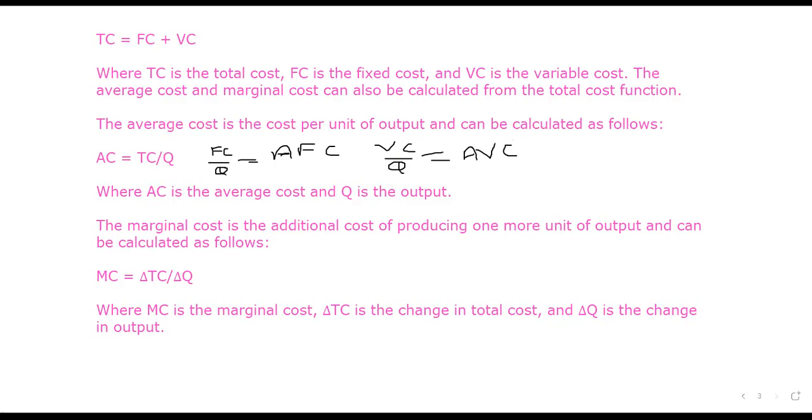So we also have the following. Marginal cost is simply the additional cost of producing one unit. Marginal cost is change in total cost over change in quantity. Marginal cost is given by the change in TC over the change in Q. That is how we find our marginal cost.